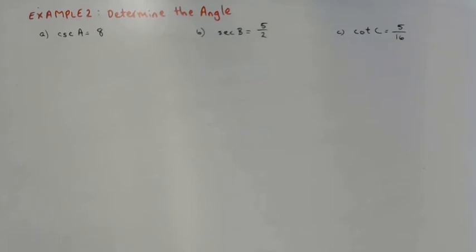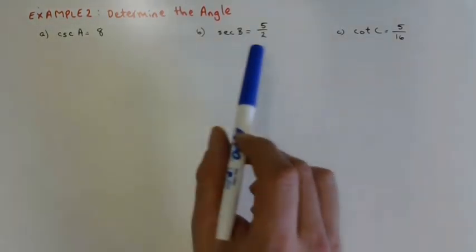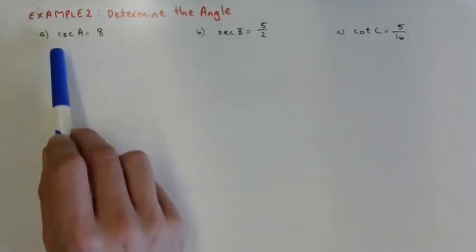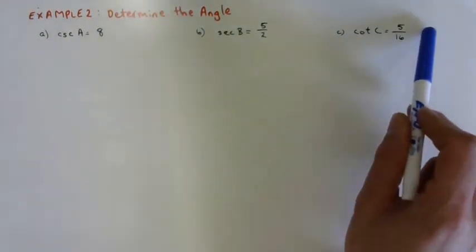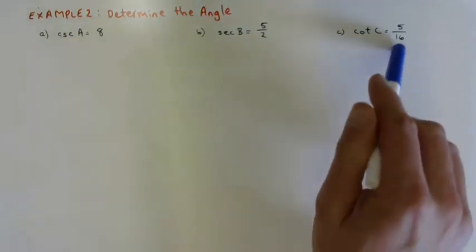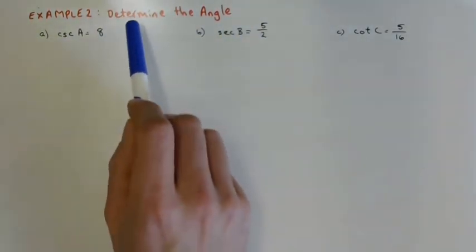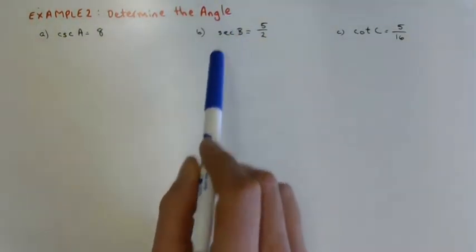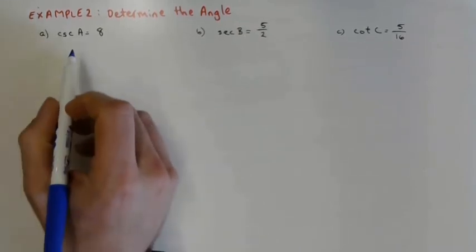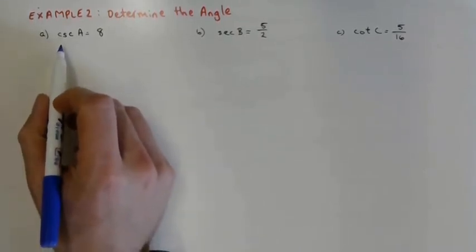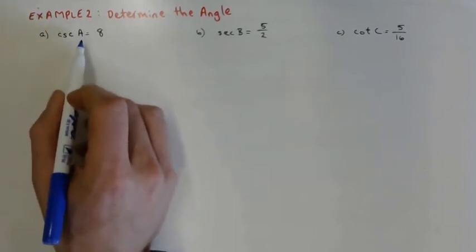You can also, from those ratios now, see here the ratios are given. The cosecant of A is 8, secant of B is 5 over 2, the cotangent of C is 5 over 16. We have the ratios. We can now determine the angle as well. And this is similar to what you've done in the past. There's just one more added step. The added step is that I'm dealing with a secondary trigonometric ratio.